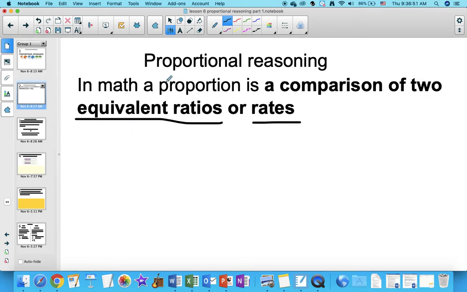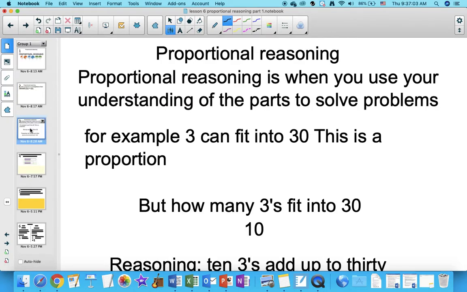Now we've done something similar to that in equivalent ratios, where I would give you one ratio and then a second ratio with a missing piece, and you had to find the missing piece. And so we're just going to do more of that. So proportional reasoning is when you use your understanding of the parts to solve problems.